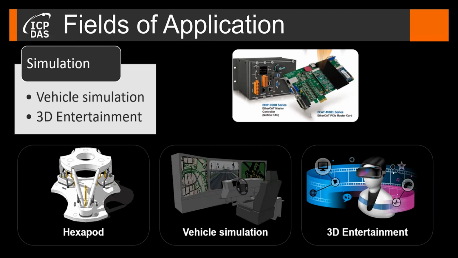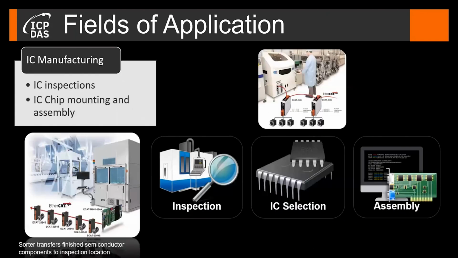The company uses our PCI card to control the simulator's 6-axis hexapod, its position, tilt, vibration, etc. In addition, analog and digital slaves from ICP-DAS were used to measure the input and output of certain simulation-related sensors.